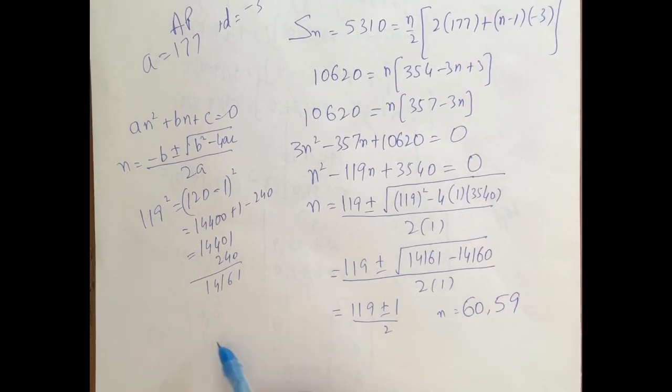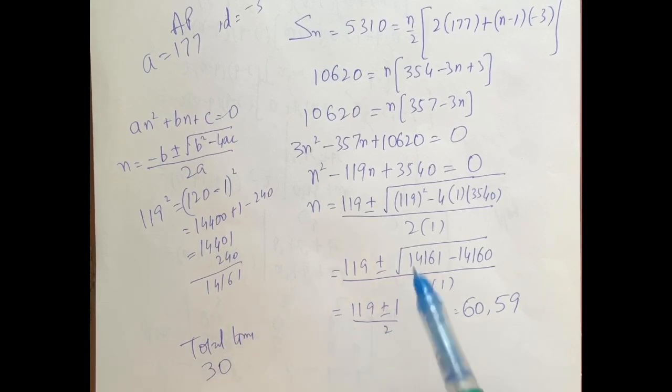So this means total time will be 30 minutes plus 59 minutes, that is 89 minutes. So the person would have counted the total money in 89 minutes.